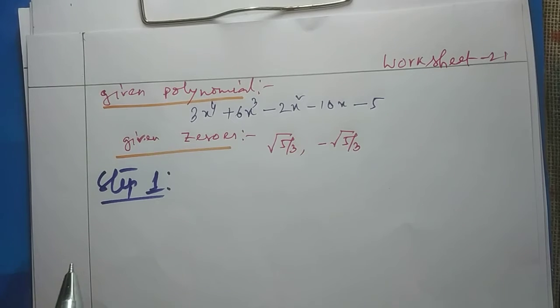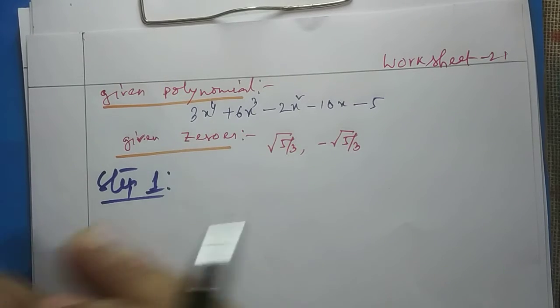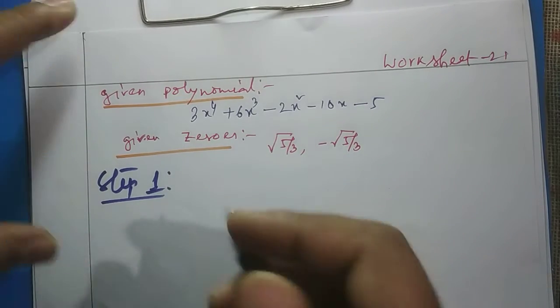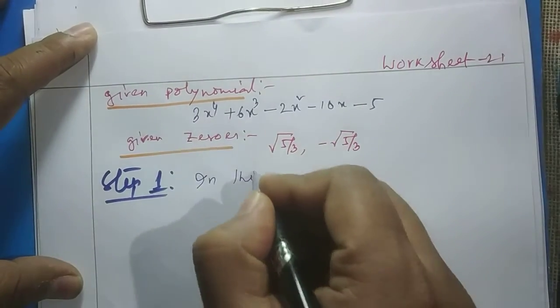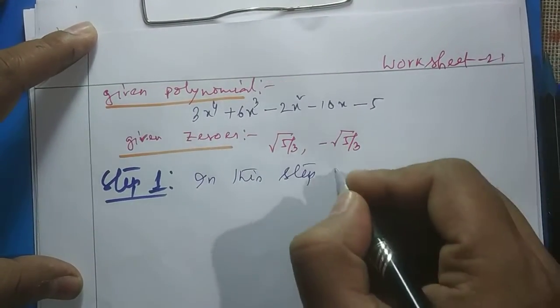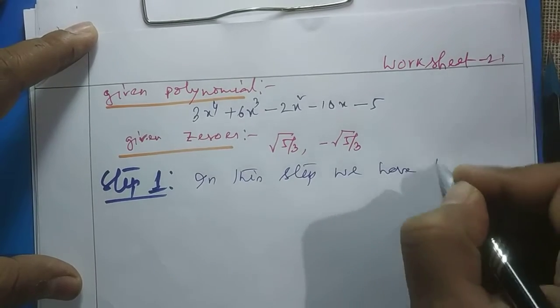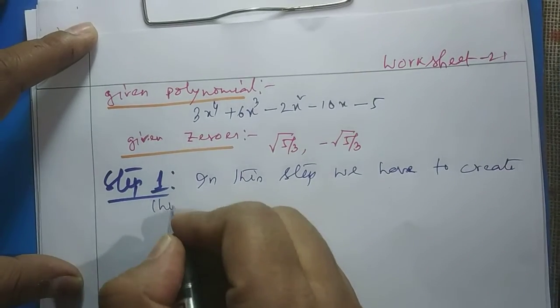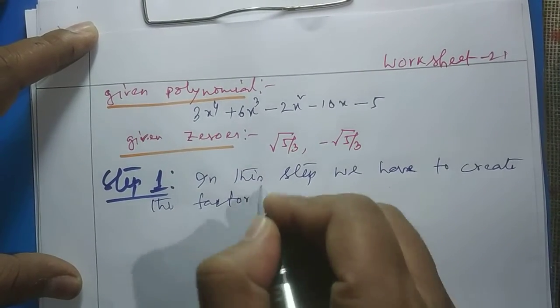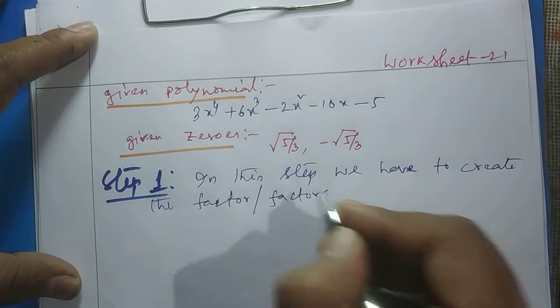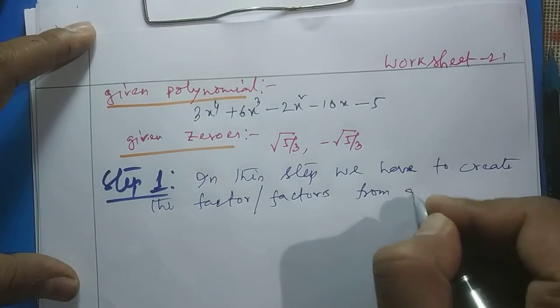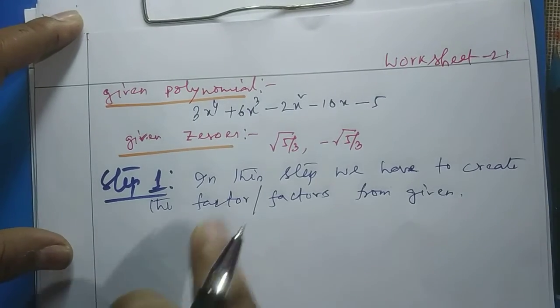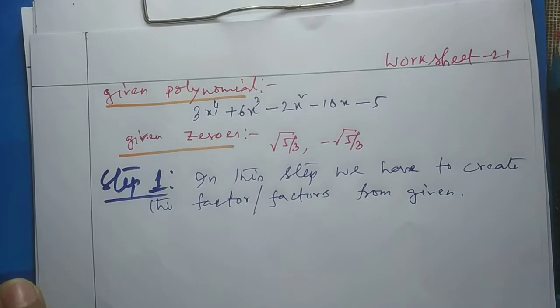In step 1, first we have to create the factors from the given problems. Now let us write down what we want to do in step 1. That means in this step, first we have to create the factor or factors from the given.